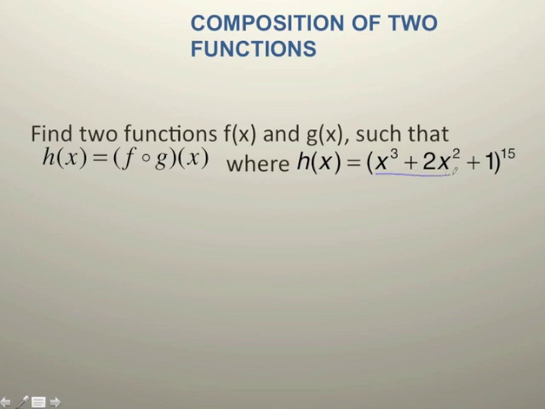Well, to me, this looks like what's inside. So that would be my inside. The g is inside. So g of x would be x cubed plus 2x squared plus 1. And f of x, well, put in just a plain x in front of this, would be x to the 15th.